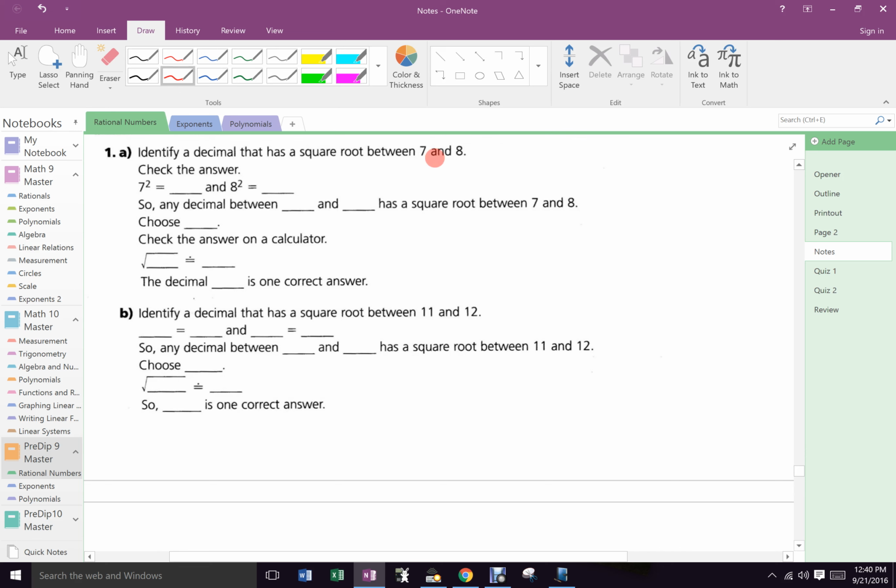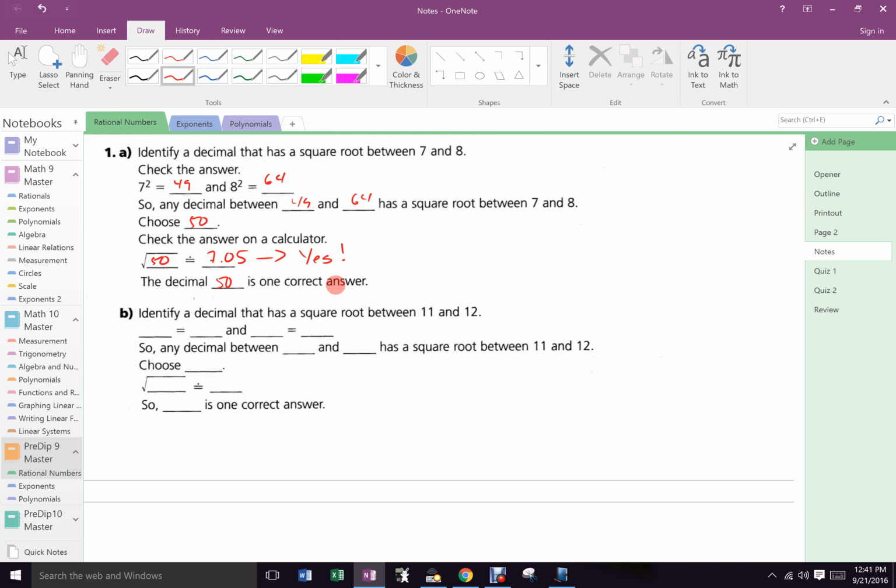Between 7 and 8. 7 squared, 8 squared? So any decimal between 49 and 64. You can choose any one you want. 50? No problem. On a calculator, the square root of 50 is about 7.05. Is that between 7 and 8? Yes. So, 50 is one correct answer. Everybody got it? Yes.